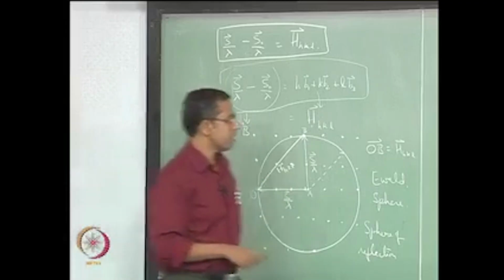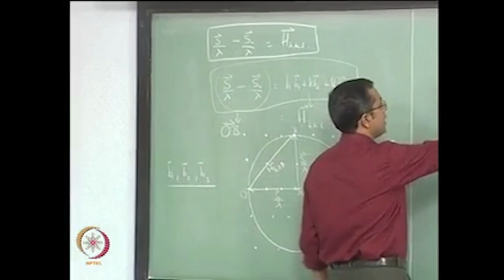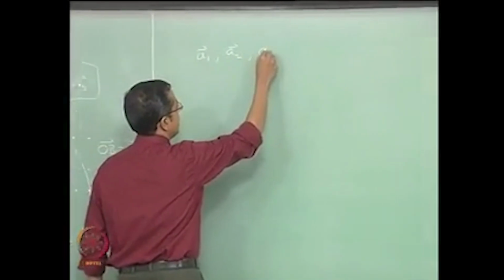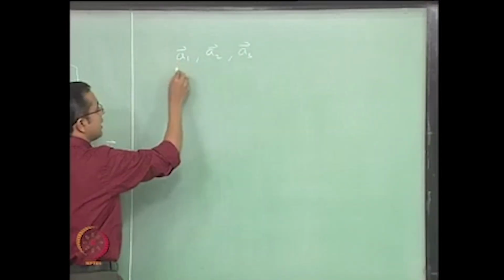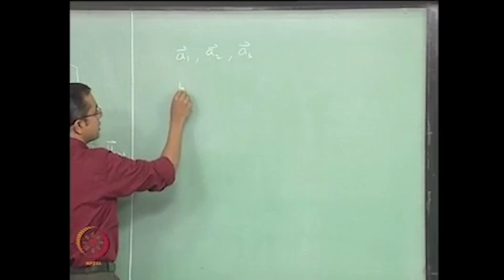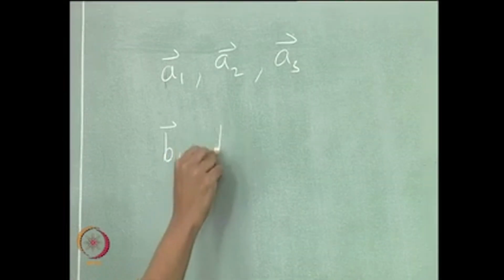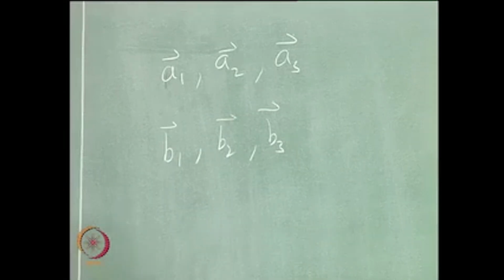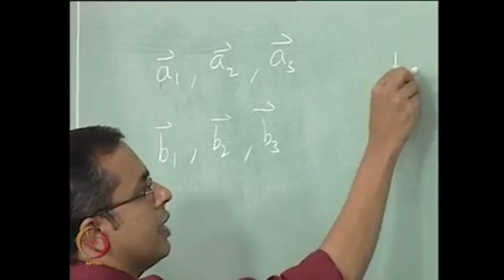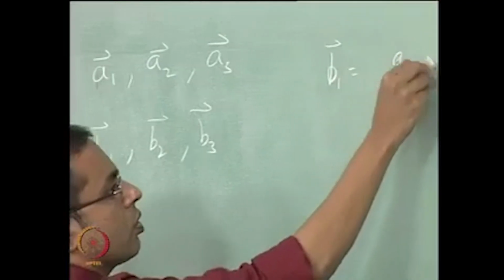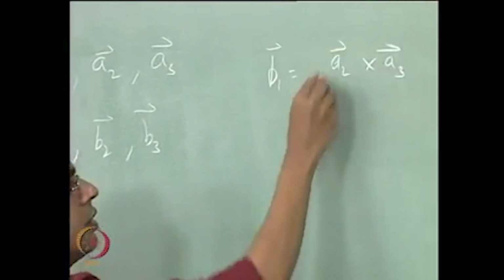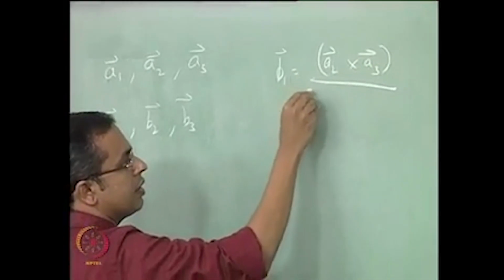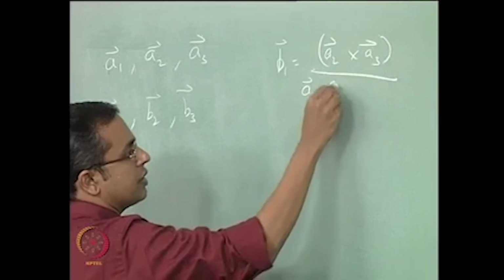Okay. Now so far we have simply said A1, A2 and A3 are real lattice vectors, which then give us a set of reciprocal lattice vectors which are B1, B2 and B3, based on the relationship that B1 is A2 cross A3 divided by the volume, which is simply A1 dot A2 cross A3.